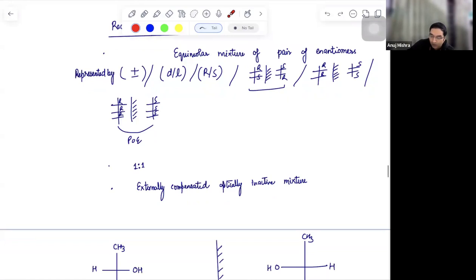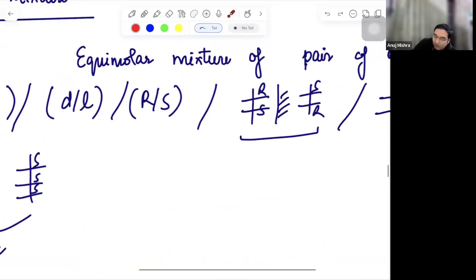Externally compensated optically inactive mixture. What was there in mesoform? Mesoform was like this. Some RS, where this R and this S are cancelling each other, right? They're cancelling out each other, exactly equal and opposite, with the same set of groups. All right?